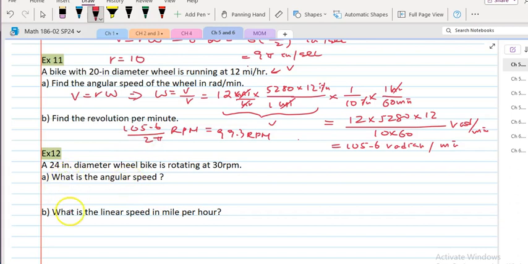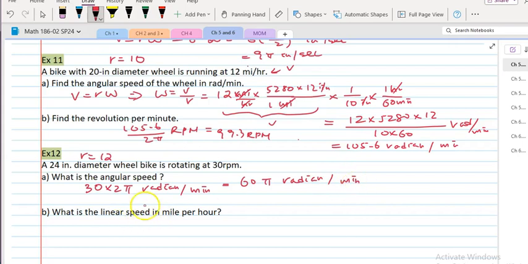So the last question: a 24 inch diameter, so R is equal to 12, right? We never use diameter, so change it right away. Rotating at 30 RPM, what is the angular speed? We know this already. 30 times 2 pi is radians per minute. That would be 60 pi radians per minute.